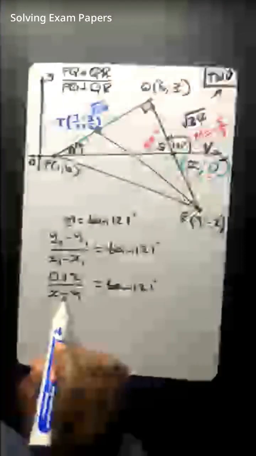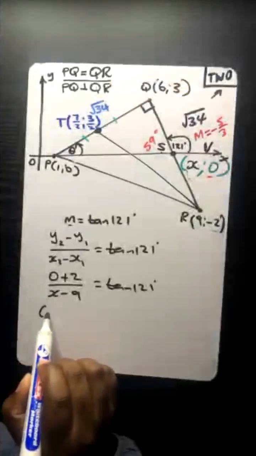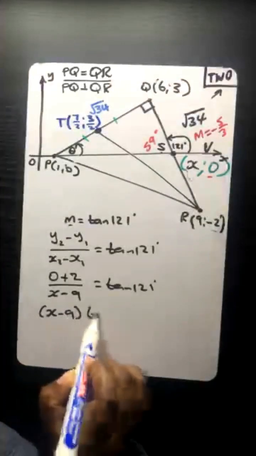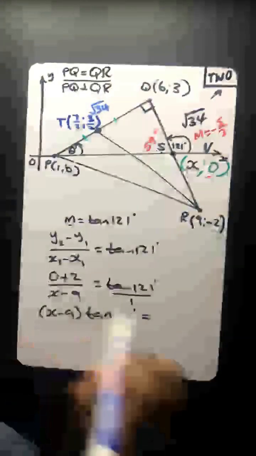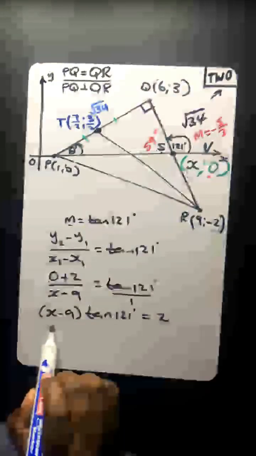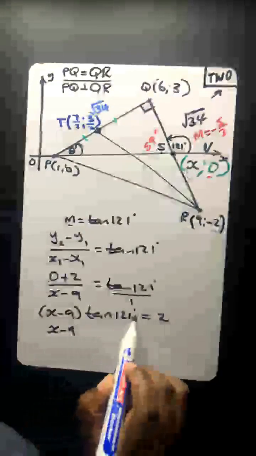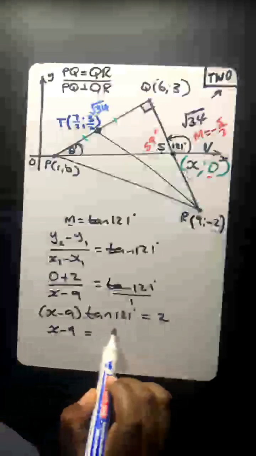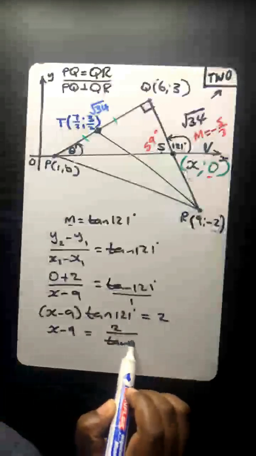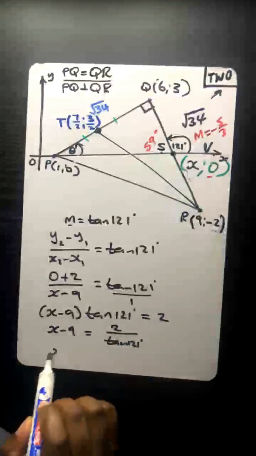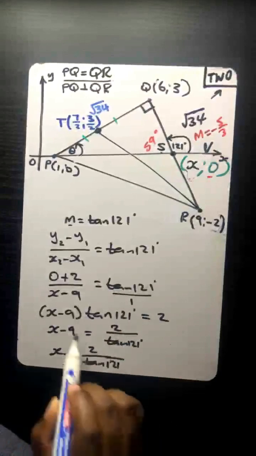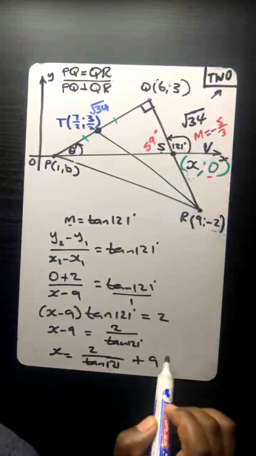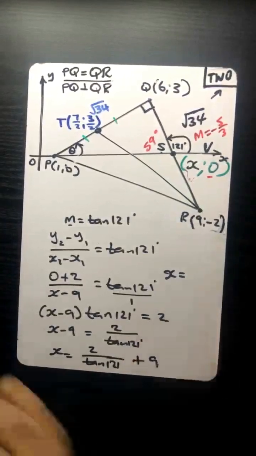So let's see. Now, what you do is obviously to cross multiply. So it's more like you're saying we have x minus 9 tan of 121 degrees. Obviously that cross, so it's more like we're having 2. So now we're having x minus 9. You divide both sides by tan so that you remove it to remain with that. So it's 2 divided by tan 121, and then x equals 2 over tan 121. Take that to the other side, you plus it by that. So let's see what will that be.